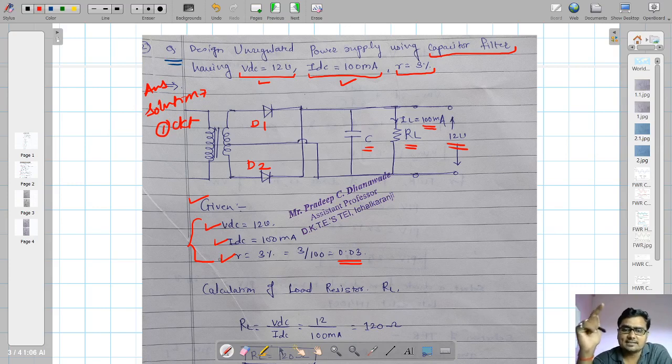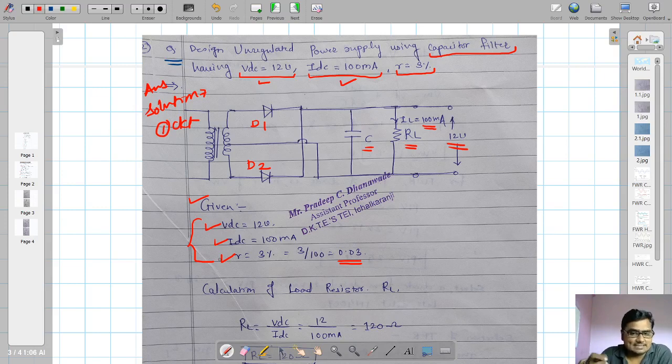See, a circuit diagram gives you at least more than 1 mark, less than 2, or approximately 2. In any design statement, in any numerical, if you draw the circuit diagram, definitely you will get a minimum of 1 mark. A circuit diagram has a lot of weightage in terms of marks.